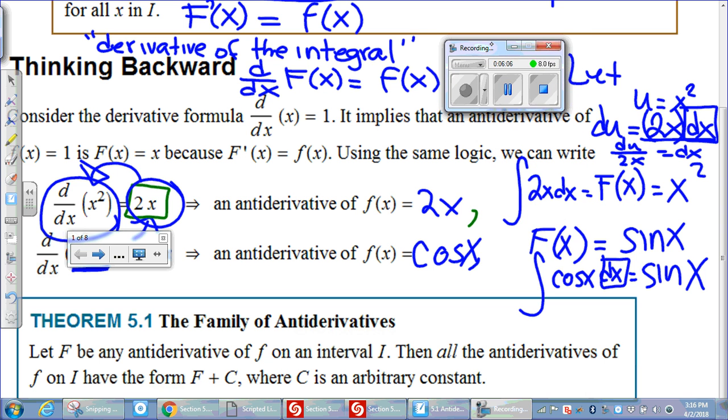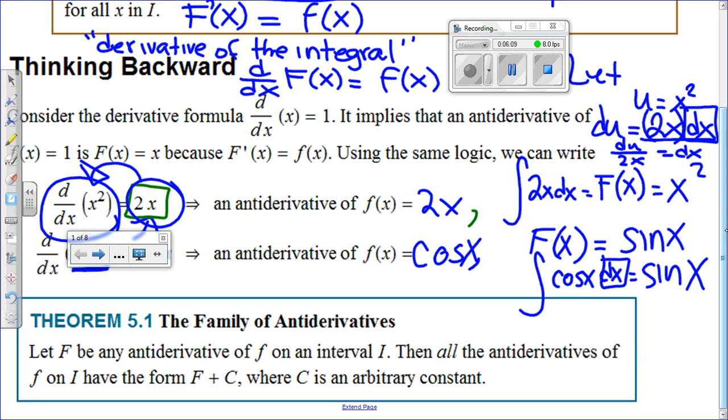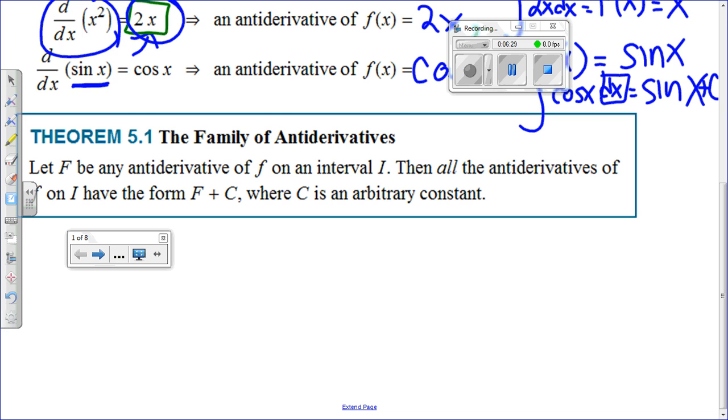Okay, so let's go ahead and go over that theorem, the family of antiderivatives. In this case, you're going to see a lot, and in fact, I should start doing that already, plus C. That's a very bad habit of mine and of a lot of people. So what is C? C is going to be a constant.